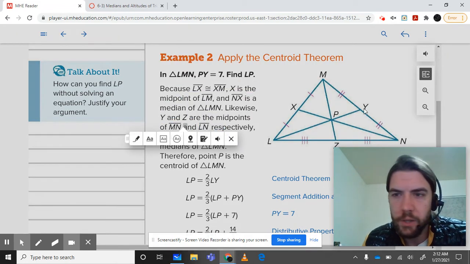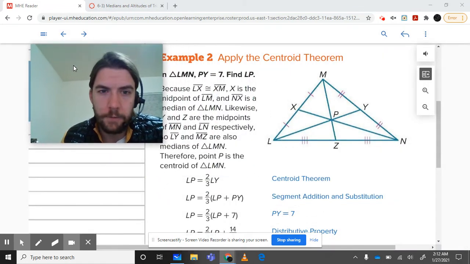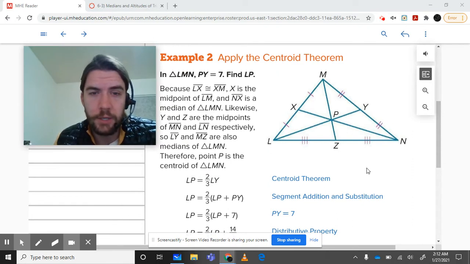Okay, so the way that they write this out is they start with the centroid theorem without any information like PY being in there yet. They say that LP is 2/3 of LY, right? This bigger piece is 2/3 of the whole thing. LY is LP and PY together, so they substitute that in.